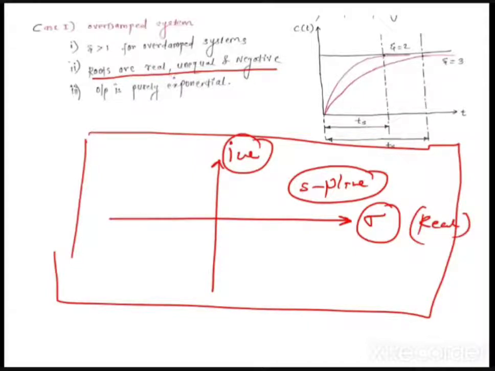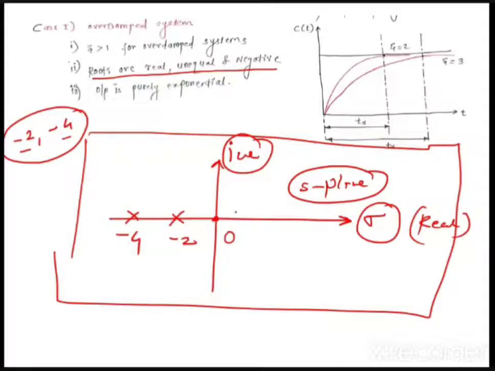The roots are real, let us say real, unequal and negative. So let us say -2 and -4. These are the two roots. I am getting magnitudes -2 and -4. Roots are real, unequal and negative. So let us say this is the 0 point. So -2, let us say this is the minus side. So I will get two roots, -2 and -4.